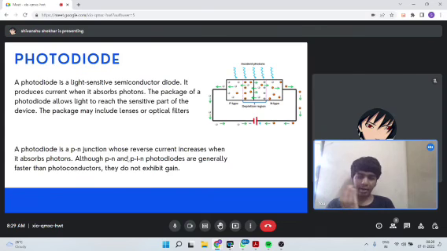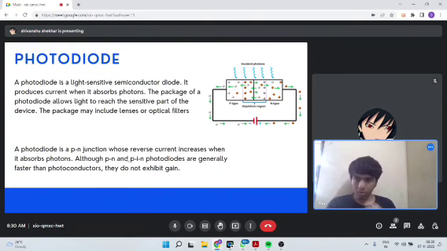It produces current when it absorbs photons. So it's essentially the photoelectric effect, but used to induce electricity. The passive photodiode allows light to reach a sensitive part of it, for example the depletion layer, where most of the potential difference is formed. Then this energy will be used to create a potential difference and make the electrons flow throughout the circuit.